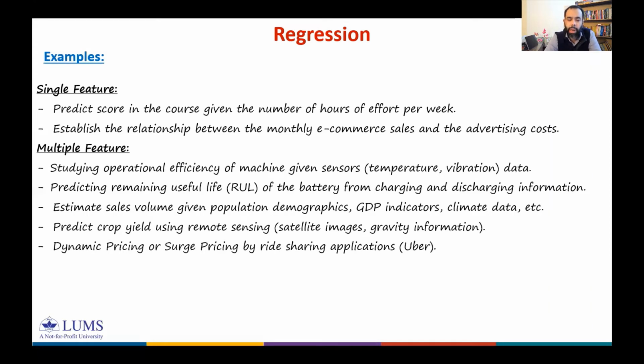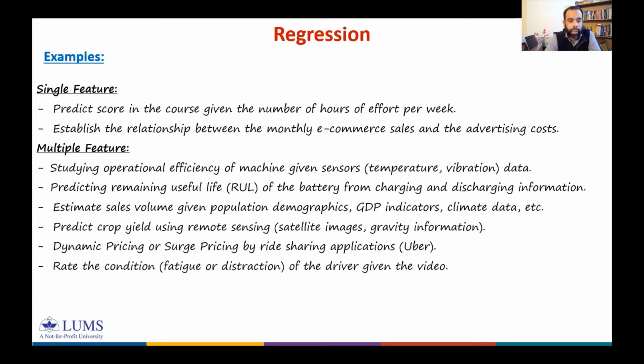Dynamic pricing or surge pricing by ride sharing applications, right? These ride sharing applications, for example Uber, adjust prices to changing market conditions. So prices vary depending on factors like location, time of the day, weather, overall customer demand, etc. They take into account all of this information and carry out dynamic pricing or surge pricing. Again, this is a machine learning problem in which the output is a single variable and you have multiple input features, all of these factors. Okay.